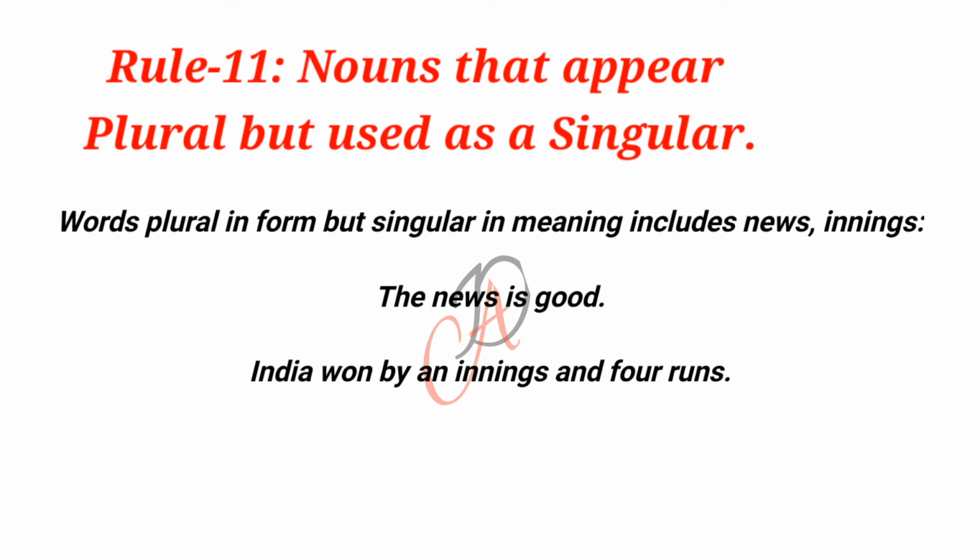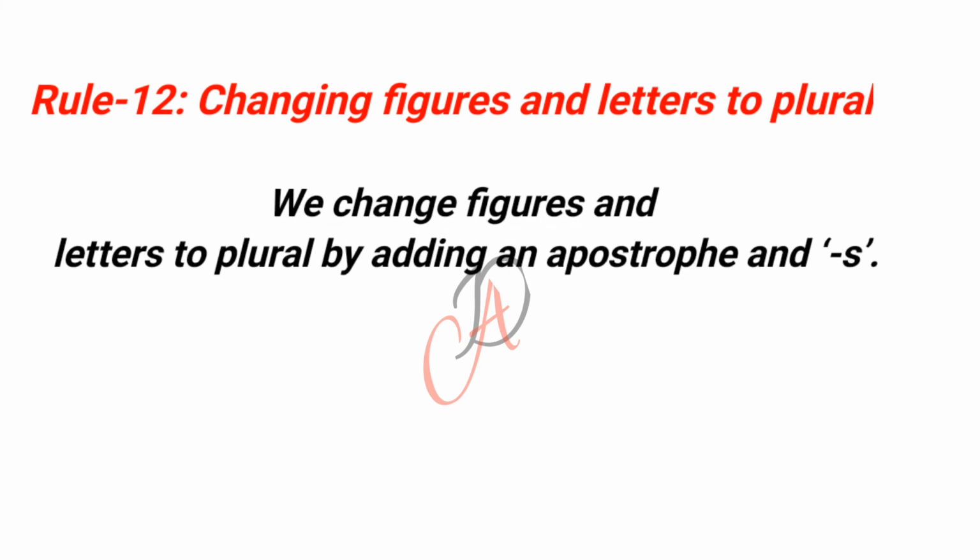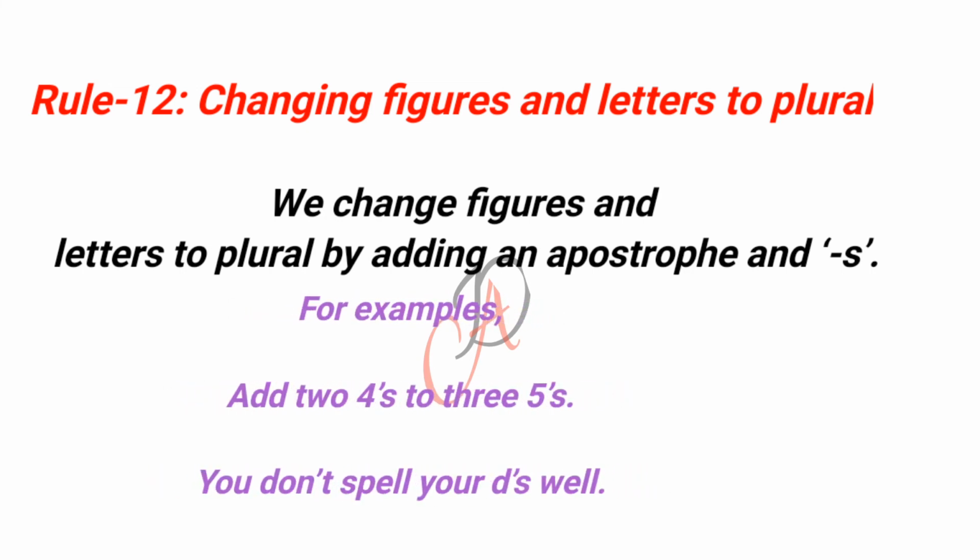Rule number 12. Changing figures and letters to plural. We change figures and letters to plural by adding an apostrophe and s. For example, add 2 fours to 3 fives. You don't spell your d's well.